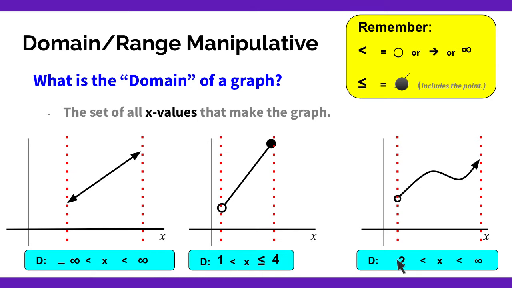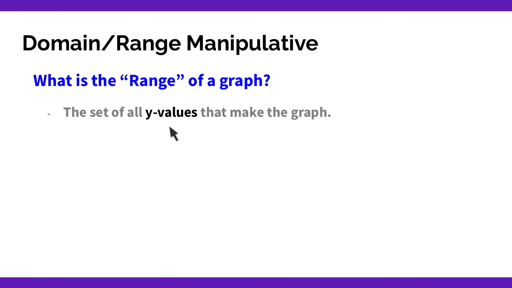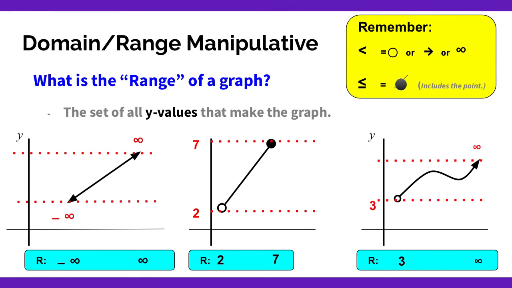And for the third example, it starts at 2 and x goes all the way to infinity. So now let's talk about range, still doing that inequality notation. So range is the set of y values that make a graph. So if we look at those same three examples again, this time I'm going to tell you the lowest and the highest for the y values.